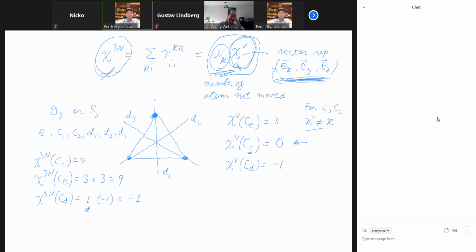So that's a 3n by 3n representation. So we want to decompose that. That's straightforward. We just use the first orthogonality relation to compute gamma. So let's write this down.